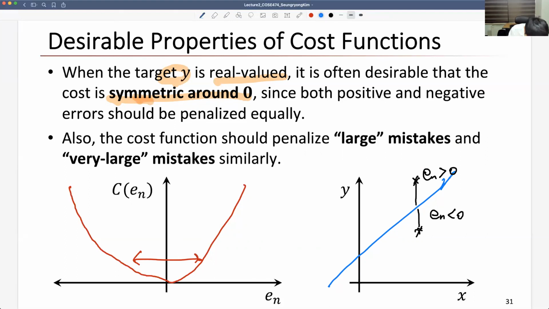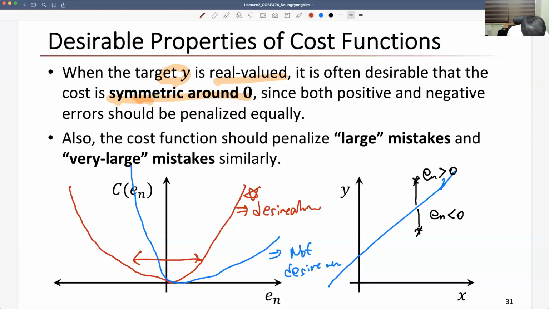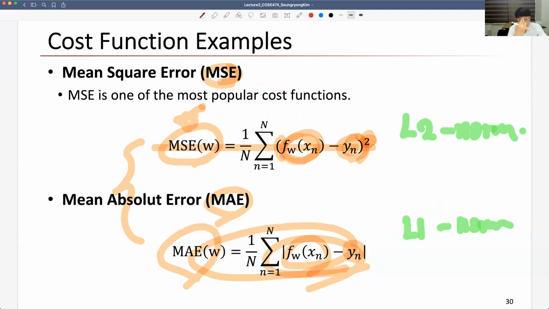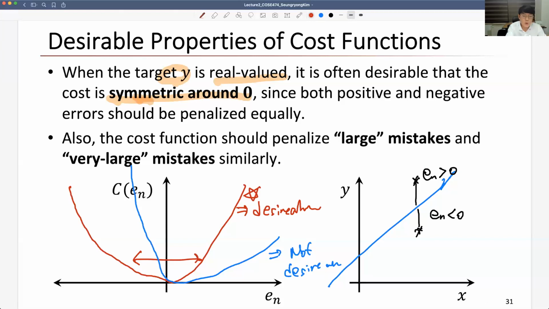When the cost function looks like this, it's not desirable. So why? Because if the cost function is symmetric around zero, it is easier to deal with. It's easier to optimize. So that's why we use a cost function that is symmetric around zero. So this is a desirable one. Actually, this MSE and MAE follow this rule, right?